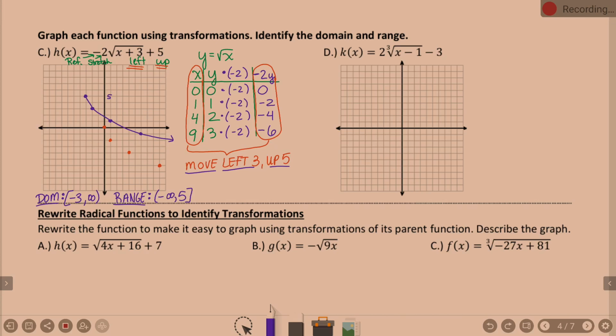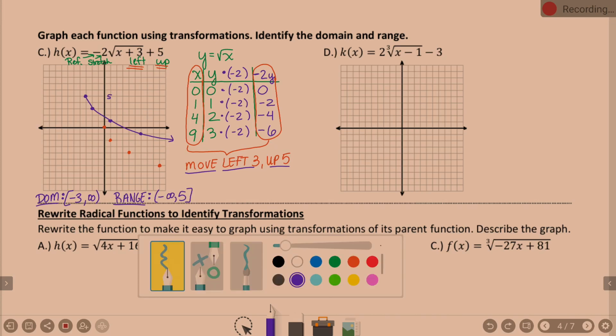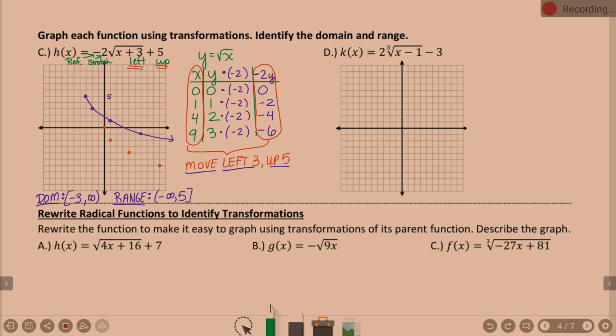Okay, ready for D? I realize that 2-hour delay threw me off yesterday. I'm going to have to push to make sure we get through this. Okay, gather all the information, folks. What do we see on D? Okay, the 2 out front is going to be another vertical stretch. So we're going to practice dealing with the stretch again.